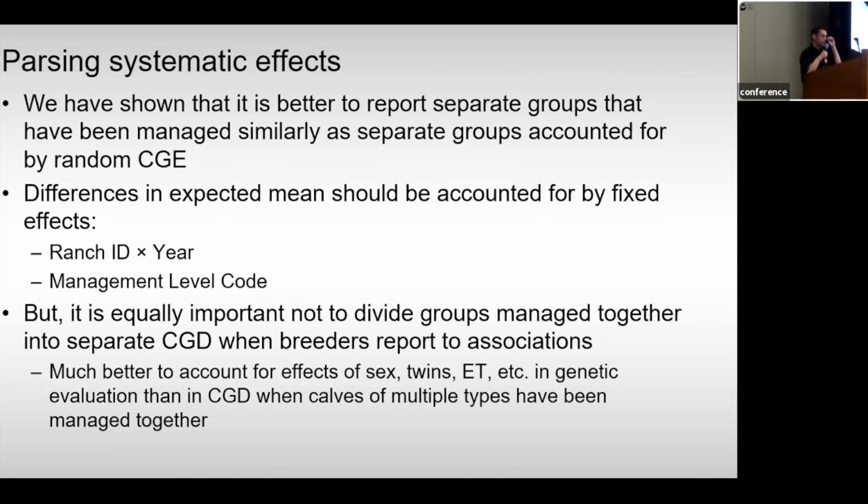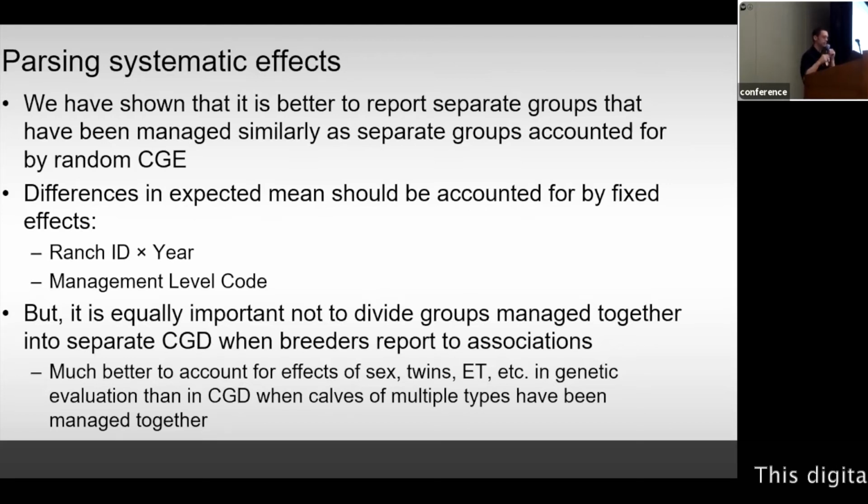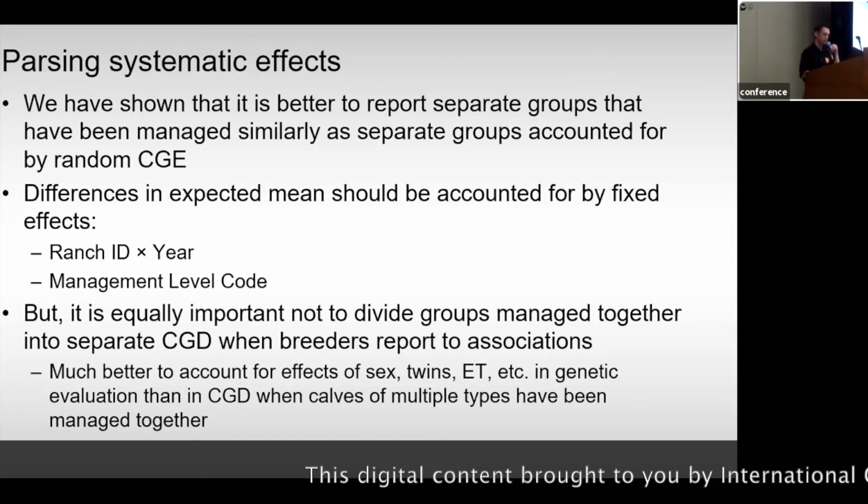And the other thing we at least want to bring up is the potential of fitting, and we've got a slide up for it here, cross-classified effects. So instead of concatenating something like sex in the contemporary group effect that's fitted now, it could actually be fitted separately as a cross-classified effect. But there's no way to do that if in the data that comes into a breed organization, we don't have the ability to delineate which animals are truly contemporaries and have that separate from these cross-classified effects like sex, twins, embryo transfer, etc.